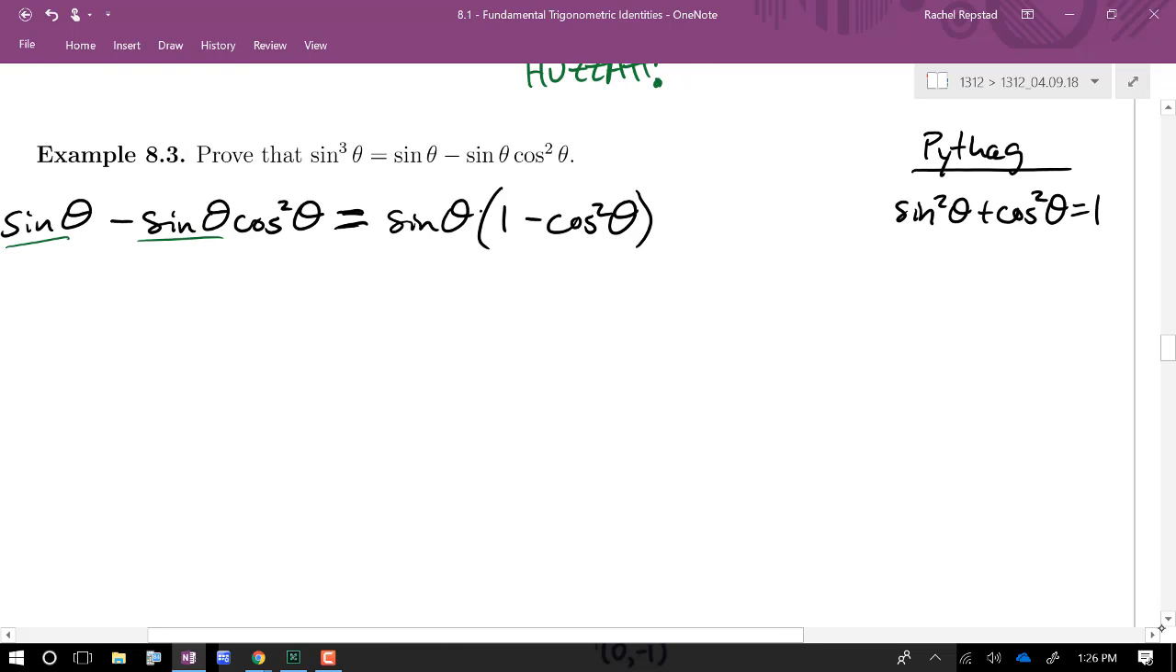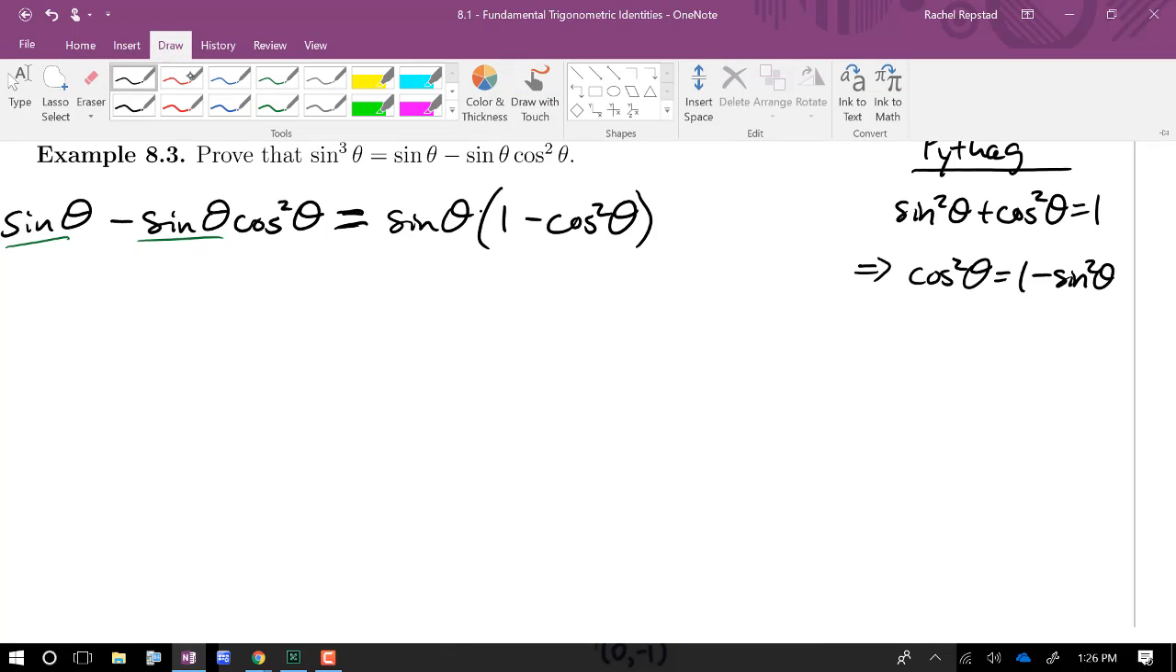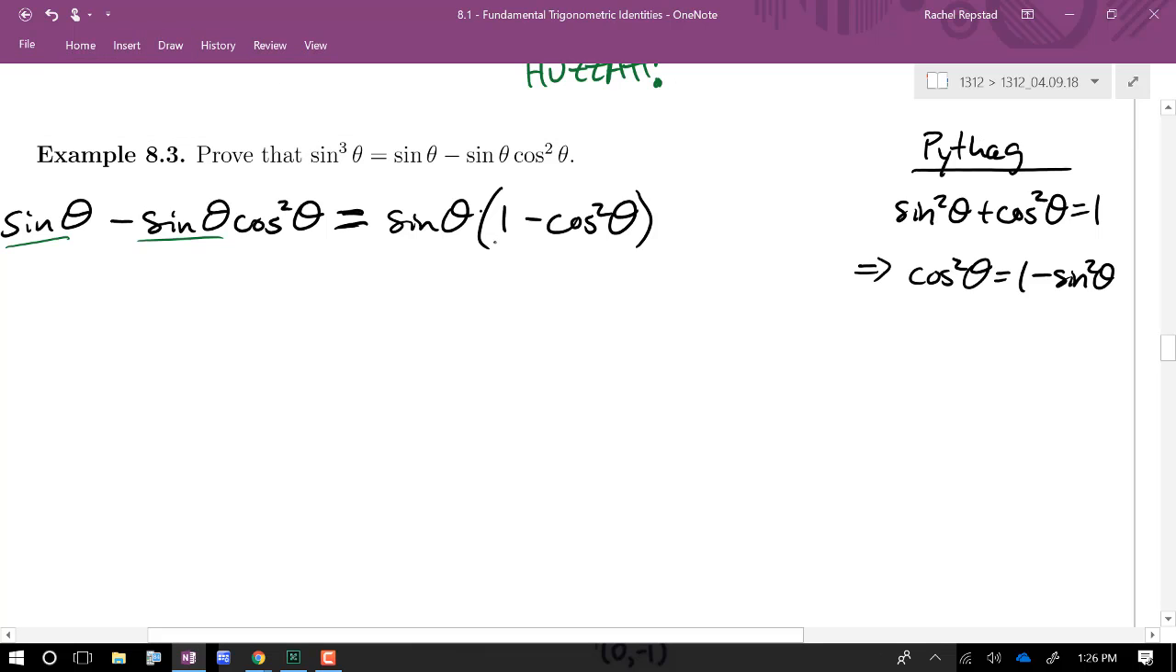Does that afford us any opportunities here? What's something we could do here? 1 minus sine squared theta. So, subtract sine squared theta from both sides? If we isolate the cosine squared theta, it's 1 minus sine squared theta. Yeah, we can do that and use that to replace this whole thing inside the parentheses.